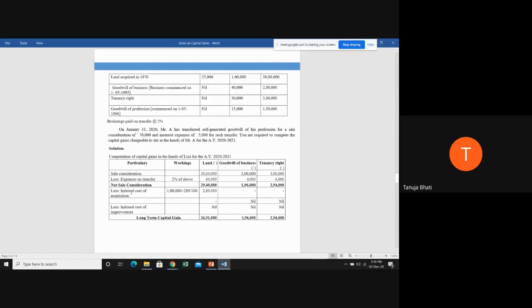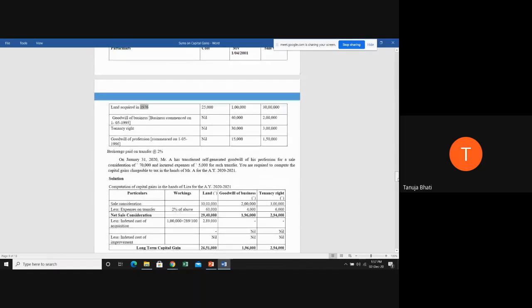Now, less index cost of acquisition, less index cost of improvement, only it will come in the case of land. Why? Because land is not a self-generated asset and the land provisions we have seen are different. So what is going to be the index cost of acquisition in case of land? Land is acquired in 1976. So what is going to be the cost of acquisition for land? We have seen, if any asset is purchased before 2001, so that is purchased in 1976, what is going to be the cost of acquisition?